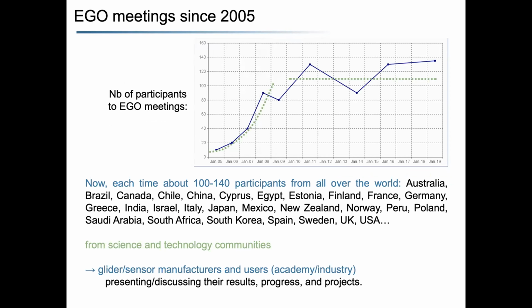And that's the number of participants at the meetings according to years. You can see that it started with about 10 people in 2005, but now we have reached a plateau at about 110 with some fluctuation according to the years. But it gathers a lot of participants from all over the world, Australia and so on. And it is important also that it's from science and technology communities. It means that we welcome glider and sensor manufacturers and users, as well as academia and industry, and they can present and discuss their results, progress and projects.